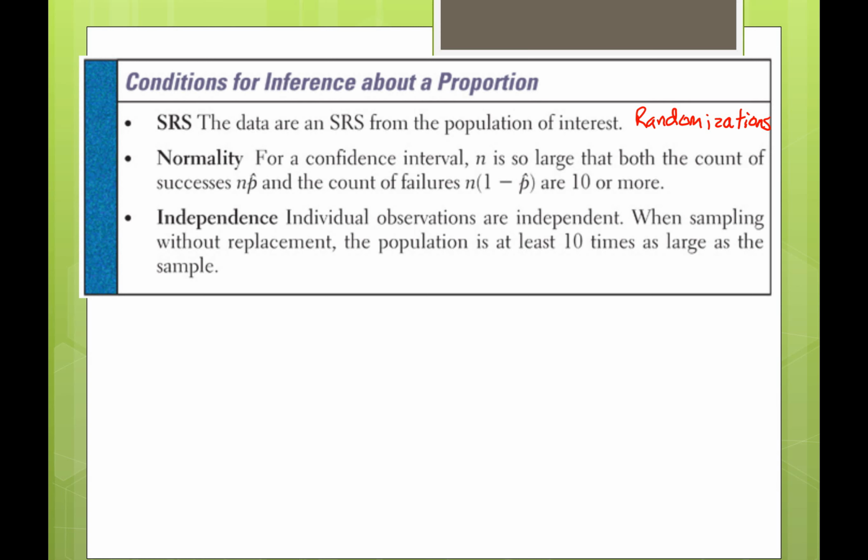And then our book used to call it normality. I believe the current versions now call it large count, so that our count is big enough compared to our proportions that we can use the central limit theorem, and that's np hat and n times 1 minus p hat being greater than or equal to 10. And then if we're sampling, we need to check that our sample size isn't too big. So we have to check the 10n is less than N condition. So 10 times sample size is less than the population size.